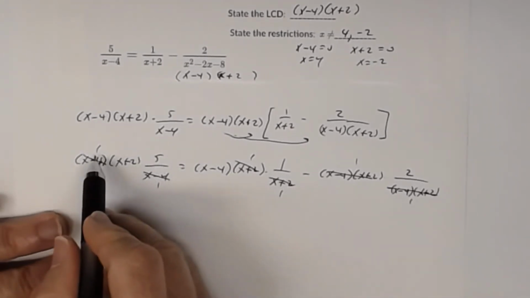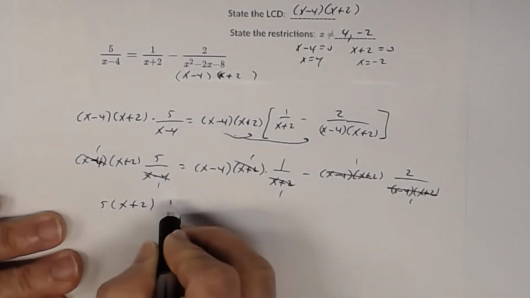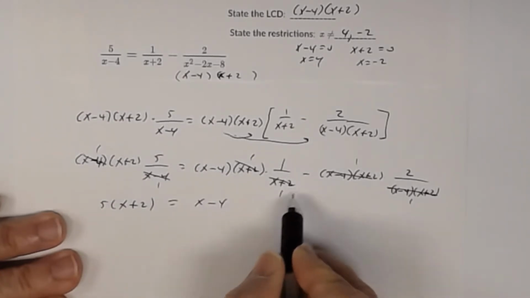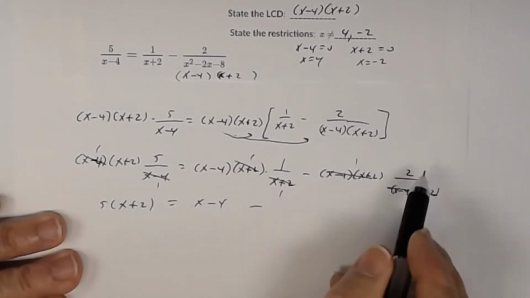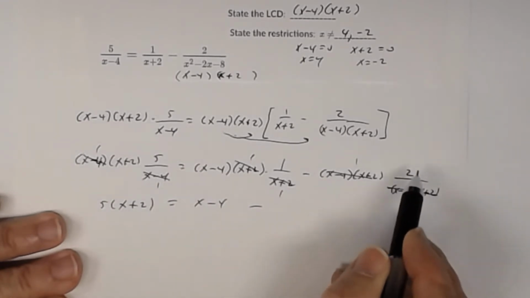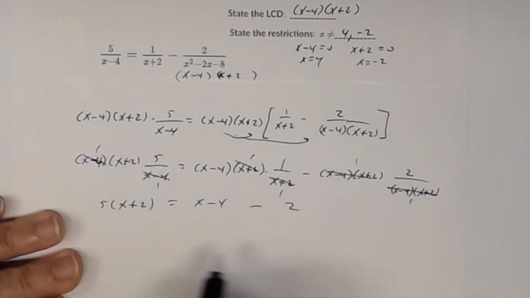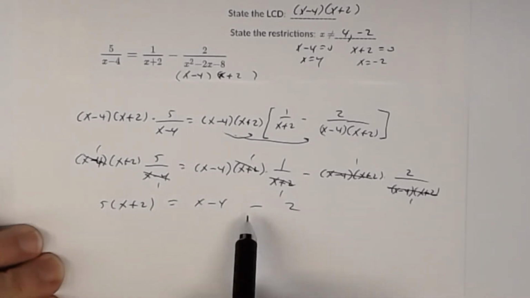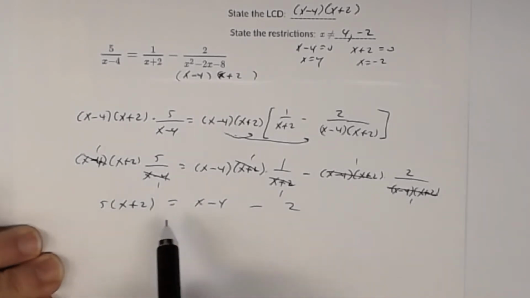And so now what we have is 1 times x plus 2 times 5, which is 5 times x plus 2, equals x minus 4 times 1, which is just x minus 4, minus, be careful here, you're subtracting, so be careful because it's a monomial here, but it could be a binomial or a trinomial or a polynomial. But that's just minus 2. So this is what we have now. Notice I don't have any more denominators. I mean, I do, if you think of this as being over 1, but in terms of anything other than 1, you don't see it.